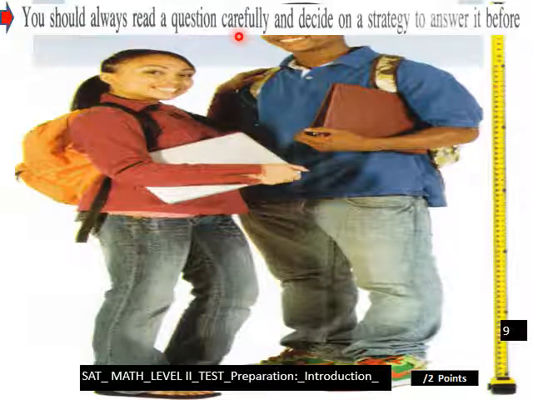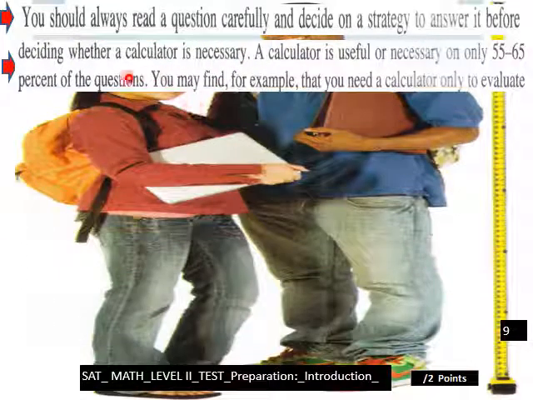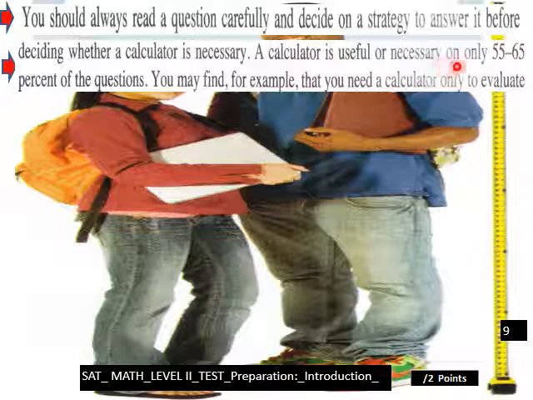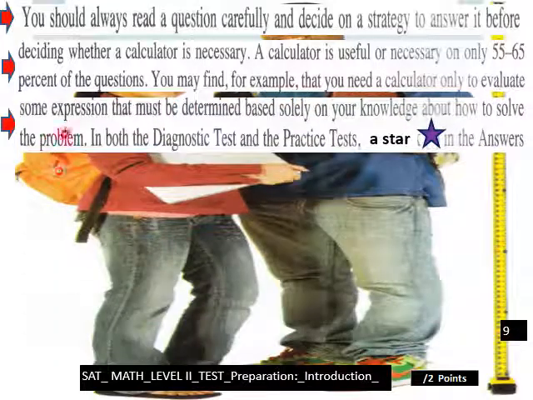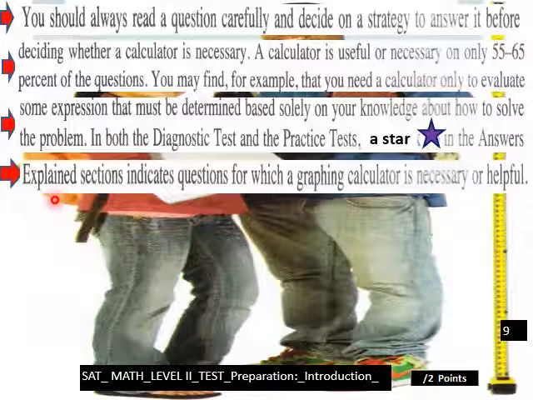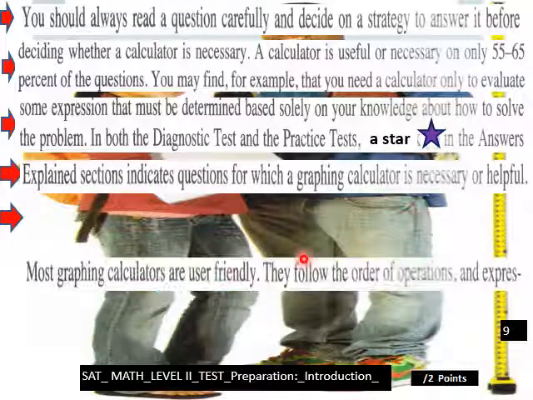You should always read a question carefully and decide on a strategy to answer it before deciding whether a calculator is necessary. A calculator is useful or necessary on only 55 to 65% of the questions. But that's half the test. That's a big part of it. You may find, for example, that you need a calculator only to evaluate some expression that must be determined based solely on your knowledge about how to solve the problem. In both the diagnostic test and the practice test, a star in the answers explained sections indicates questions for which a graphing calculator is necessary or helpful.